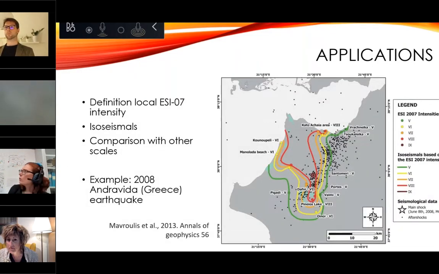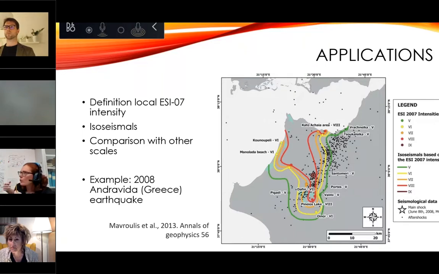So let's see what we gained from our literature review. I'm showing here some examples that were published over the years on the use of the ESI scale, and I will comment on basically what the scientific community told us about the strengths and the limitations of the applications of the ESI scale.